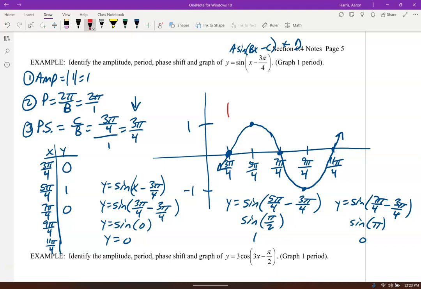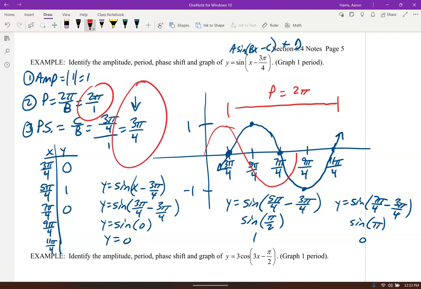But what I want you to see is, how long did that take? That's still a period of 2 pi. This period is still 2 pi, but it was shifted over, right? The graph was shifted over. Instead of being like this, I didn't draw that the greatest, but it's kind of like that. That's the original sine function, right? It still takes 2 pi to do it, but it's been shifted over 3 pi fourths to the right. That's what that phase shift does.